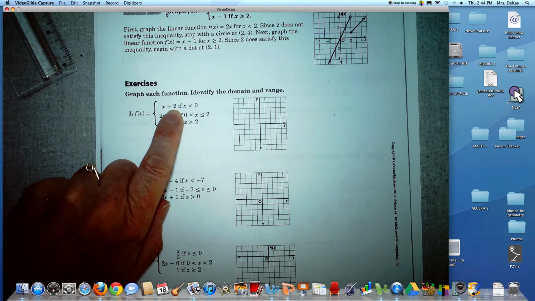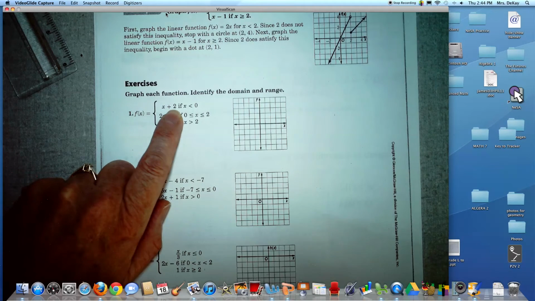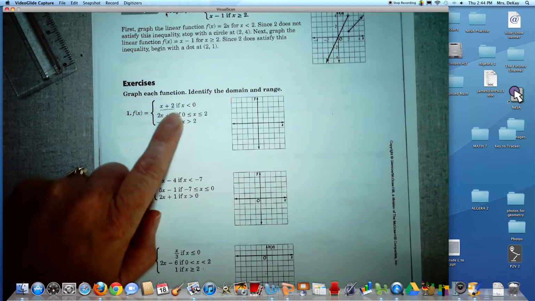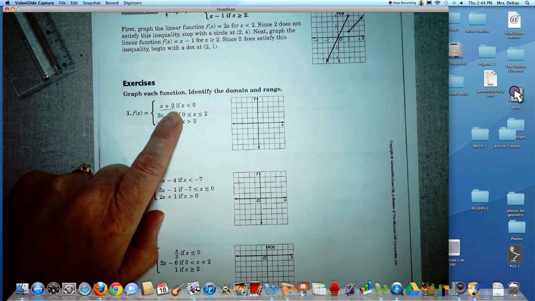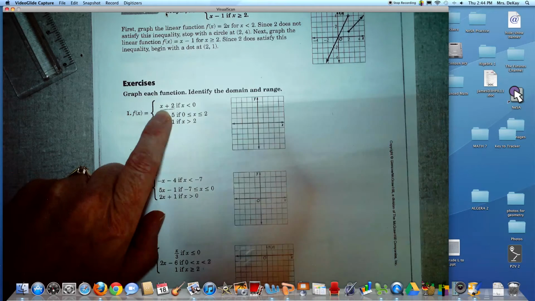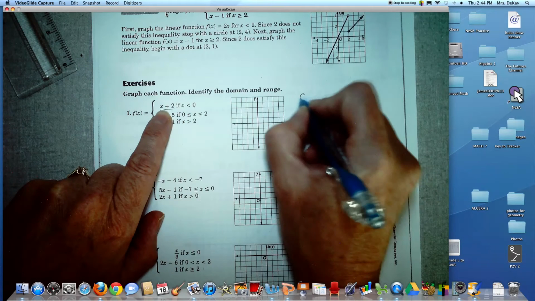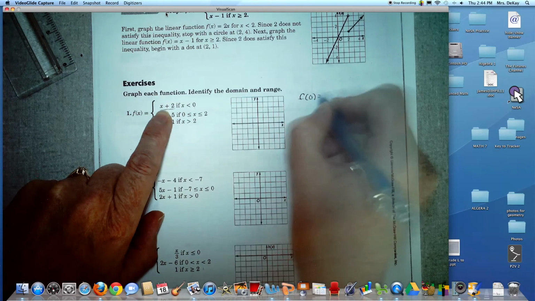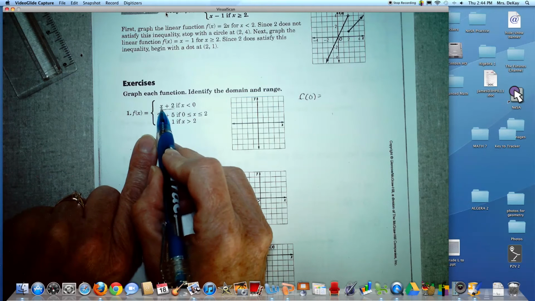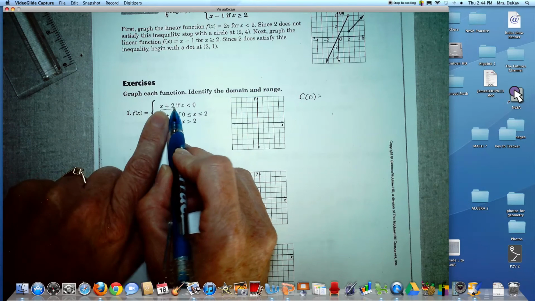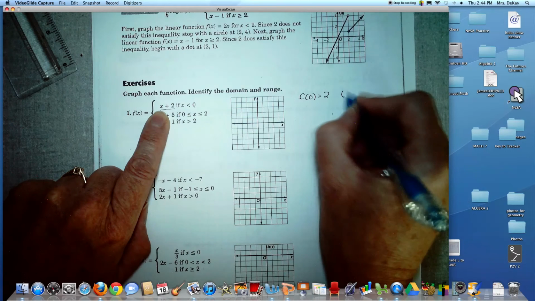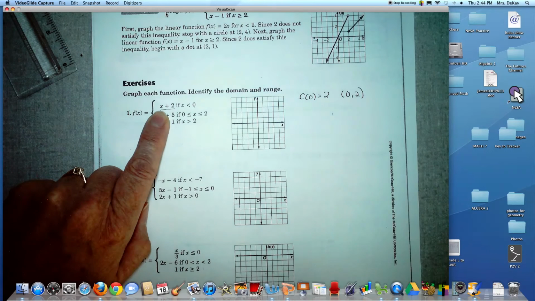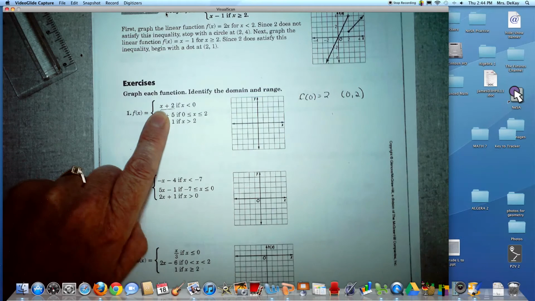And Alex is finding a point. And he's right. Okay? So Kara just looked at this and goes, well, I know where this crosses the y-axis at 2. Right? And it does. Alex said, I'm going to find what f of 0 is. I'm going to put 0 in there. And 0 plus 2 is 2. So I know the point 0, 2 needs to be graphed, which is the exact same point Kara had.